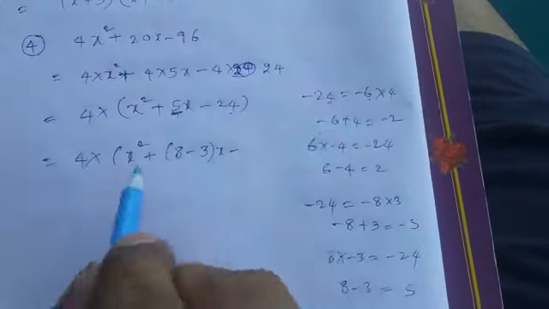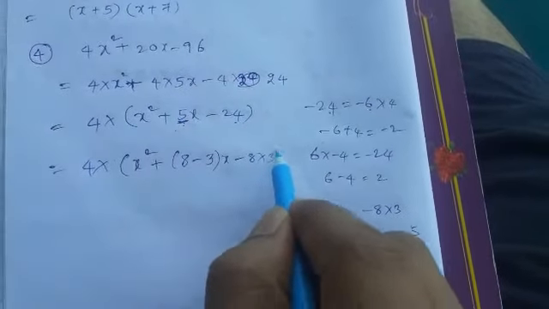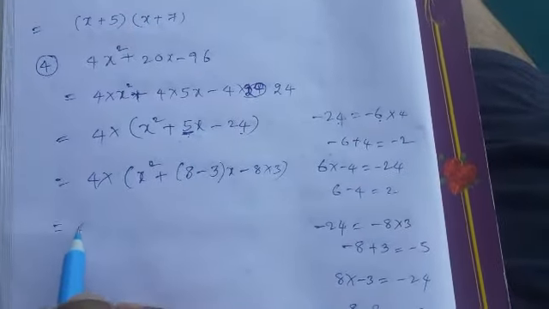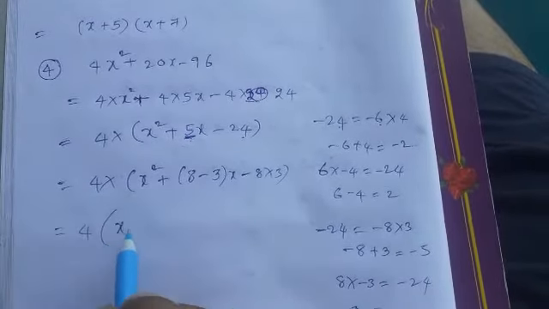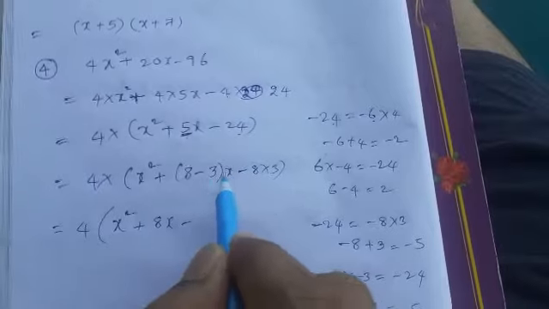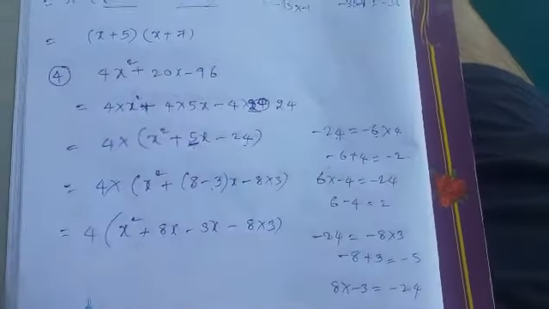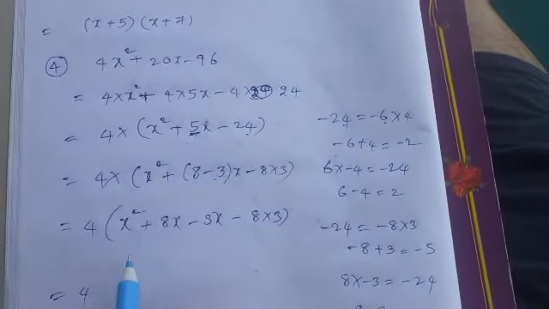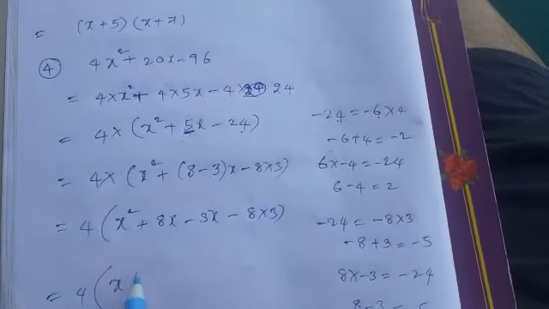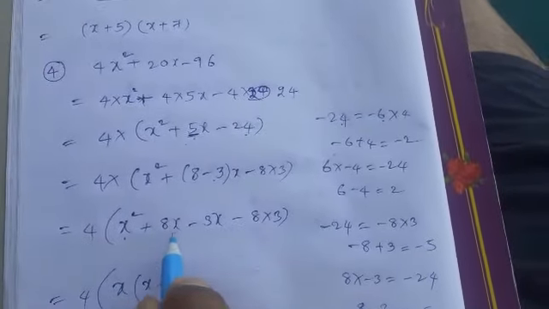This can be written as 8 into 3. So 4 into x square plus 8x minus 3x minus 8 into 3. Now for the first two terms, x is a common factor. Take x common. What is the remaining? x. What is the remaining? 8.